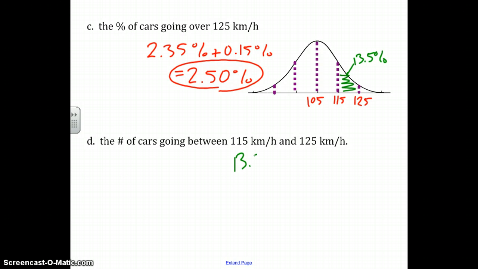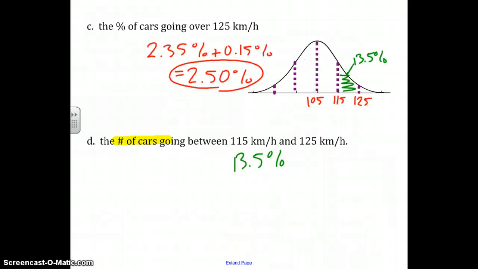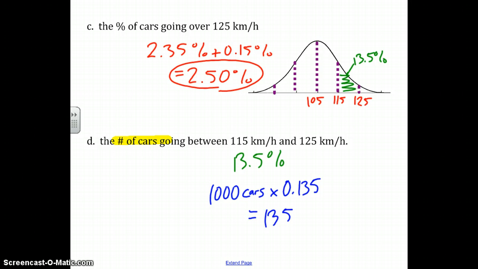Okay, so 13.5% of the cars are in there, but ding ding ding, there's an issue here. The question says the number of cars. So we don't want just the percentage, we want the number. So we have 13.5% of the cars, and how many cars were there? Well, the question said there was 1,000 cars. So to find the actual number there, we're going to go 1,000 cars times 13.5%, and to multiply by a percent, we convert it to a decimal of 0.135. And we calculate that, and we should get 135 cars.